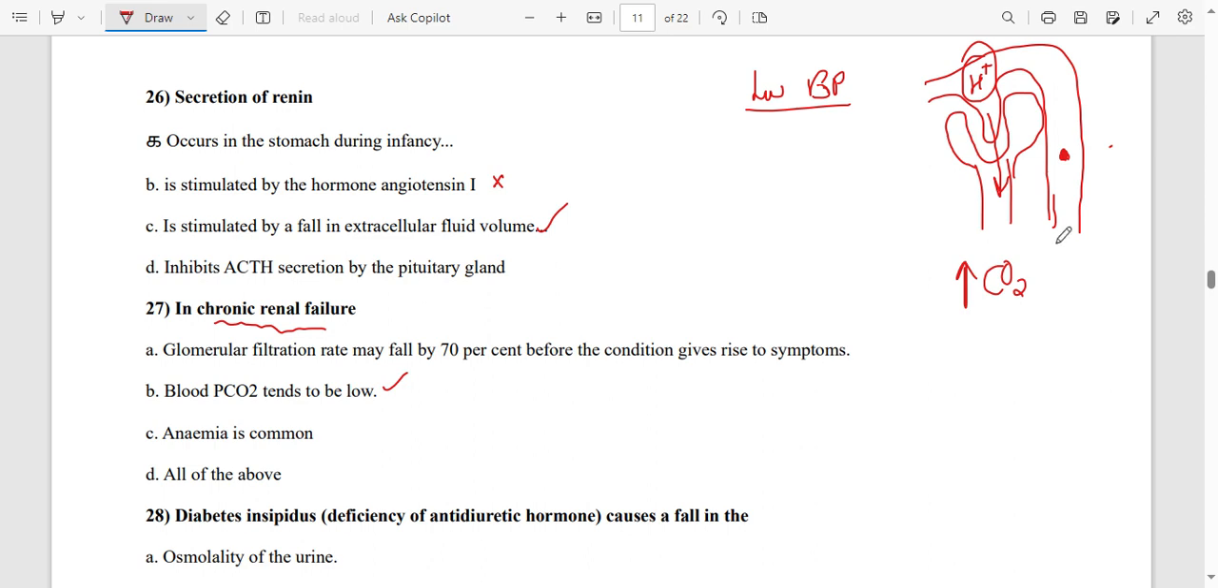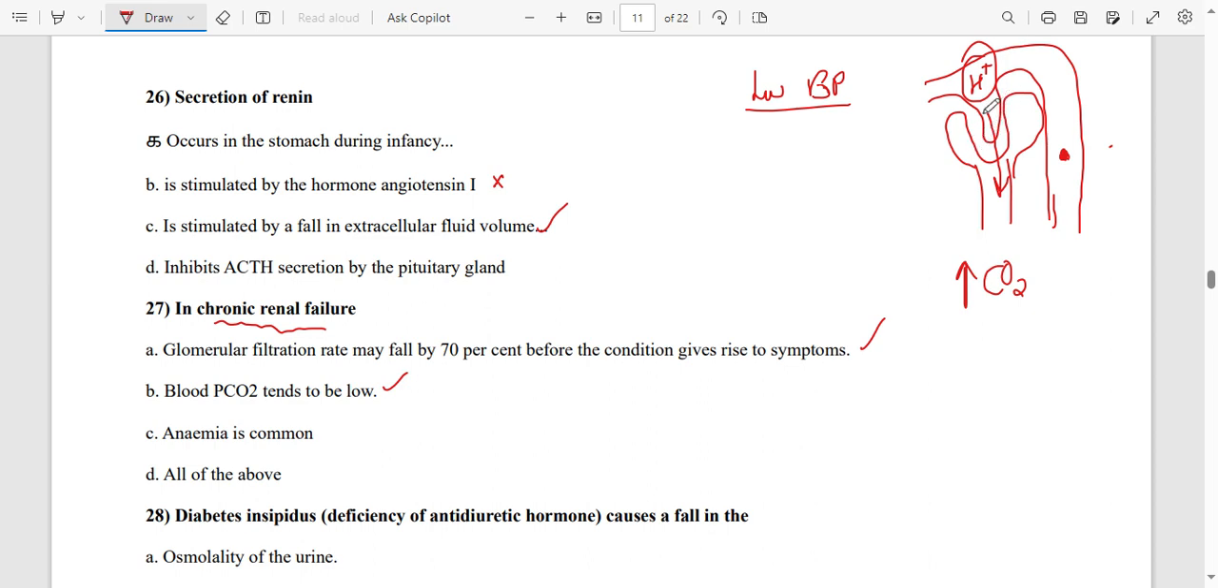It is going to result in another condition. You are going to have low carbon dioxide, meaning that there is a respiratory composition, so that will be respiratory alkalosis now resulting. Now, after that, look at option A, glomerular filtration rate may fall. There's going to be a fall in glomerular filtration rate because the kidney is not working well.